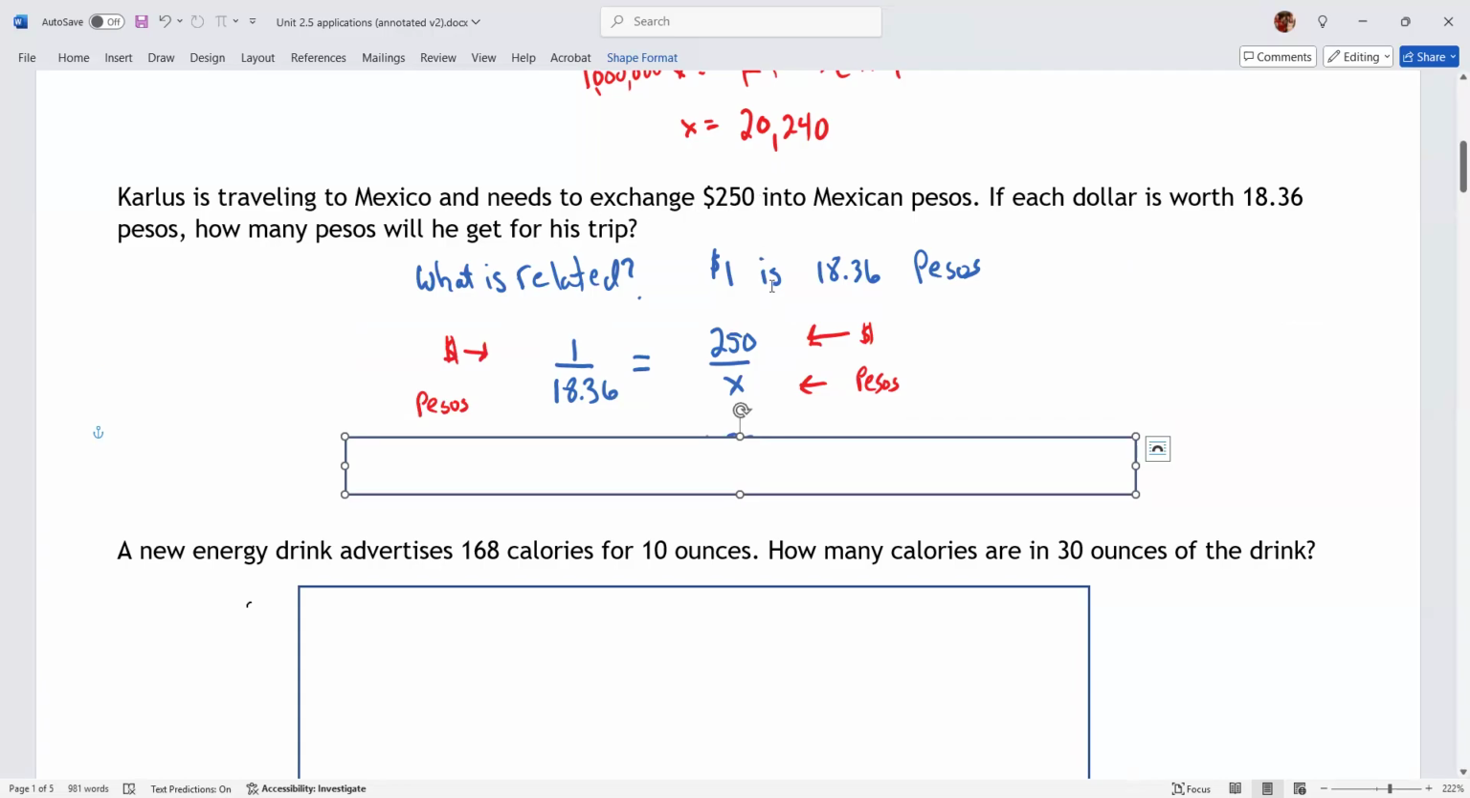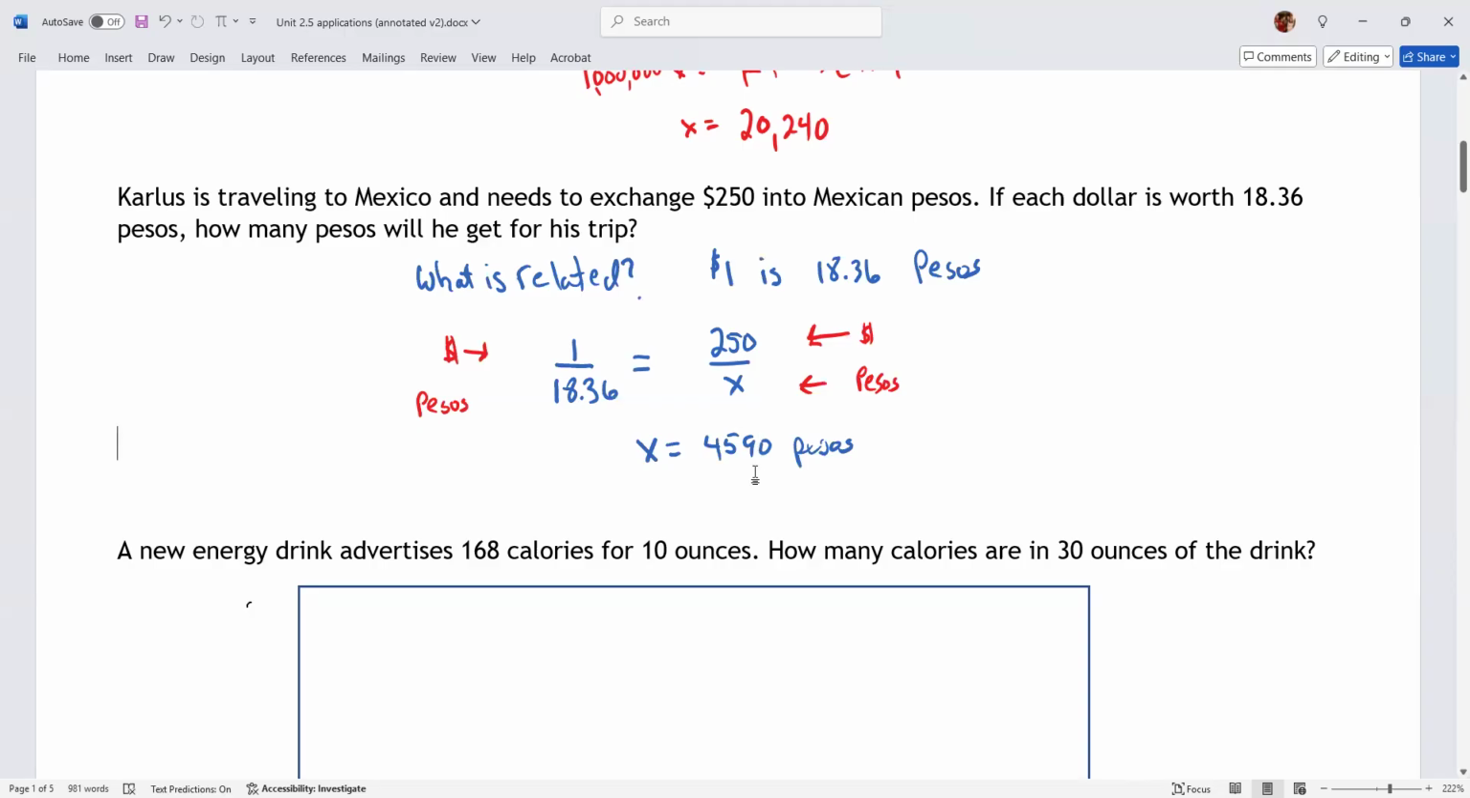$250 that I'm going to turn into pesos. Since I put dollars on top, I have to put the 250 on top. They want to know how many pesos that is. That's the X. And then I simply do the cross products of this proportion, and you'll get 4590.